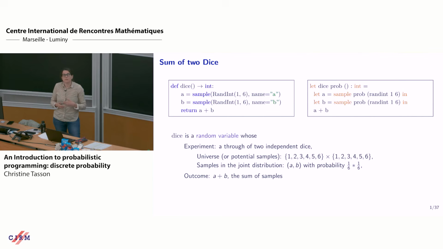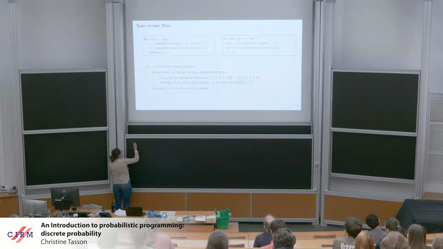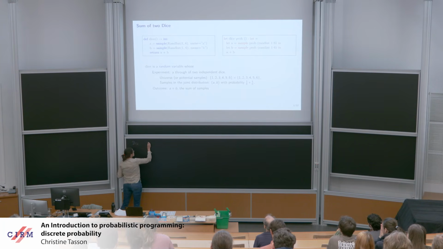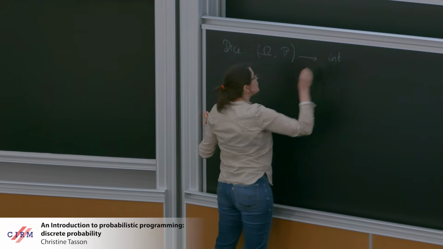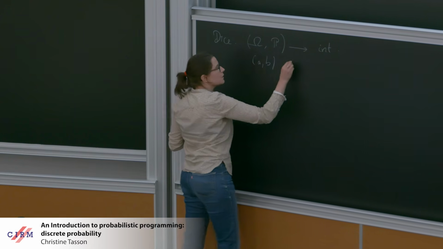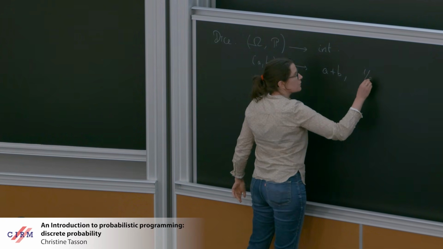Now, this is not enough to describe a random variable. A random variable takes samples and outputs some outcome, and here it's the sum of the samples. So DICE is a random variable which goes from the space, the universe, plus the probability, to an outcome. Here it's an integer. To A, B, I will output A plus B with probability 1/36.